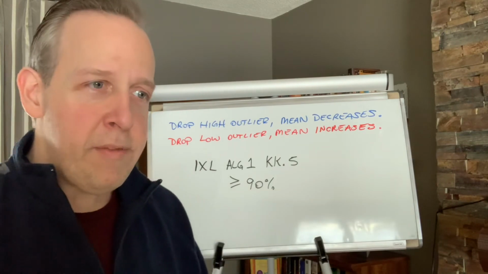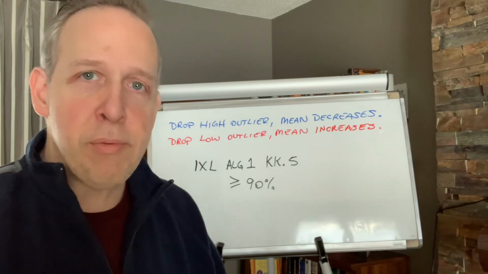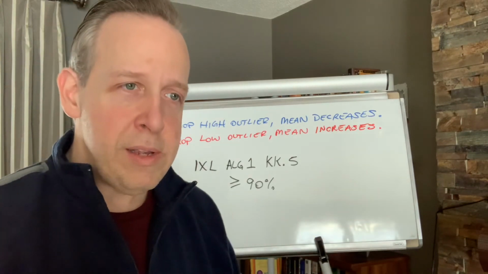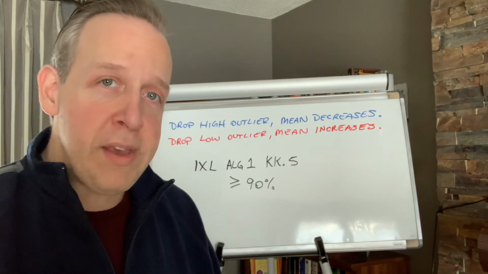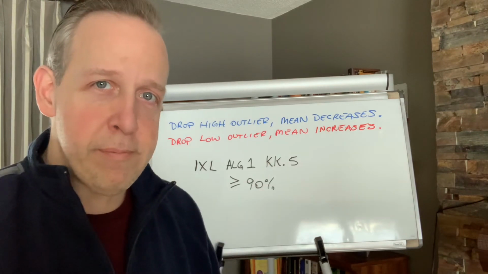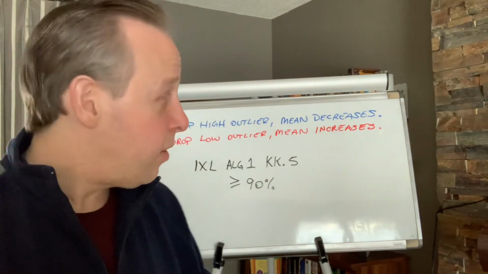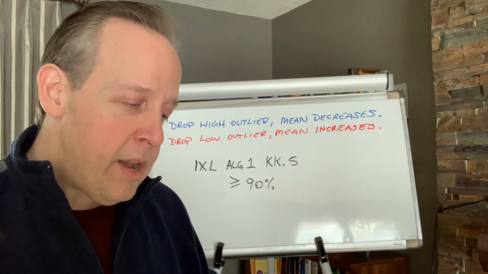So let's say every number is in the hundreds, and then you see the number 3. You're going to click on the number 3 because it's clearly not belonging to the rest of the data. The effect of removing it, well, 3 is a low outlier, so the mean will go up. That's the entire IXL task, all right? Get to 100, you get extra credit. Get above a 90, you get extra credit. The task is to do that right now.